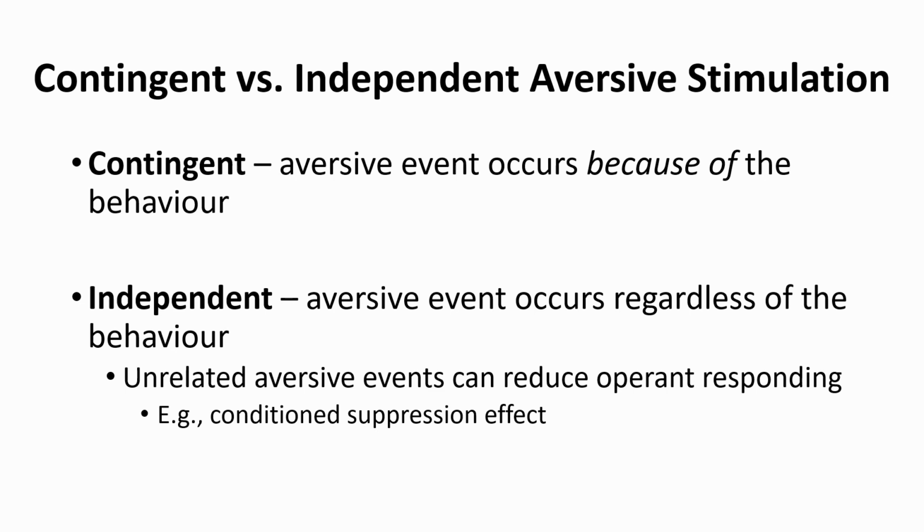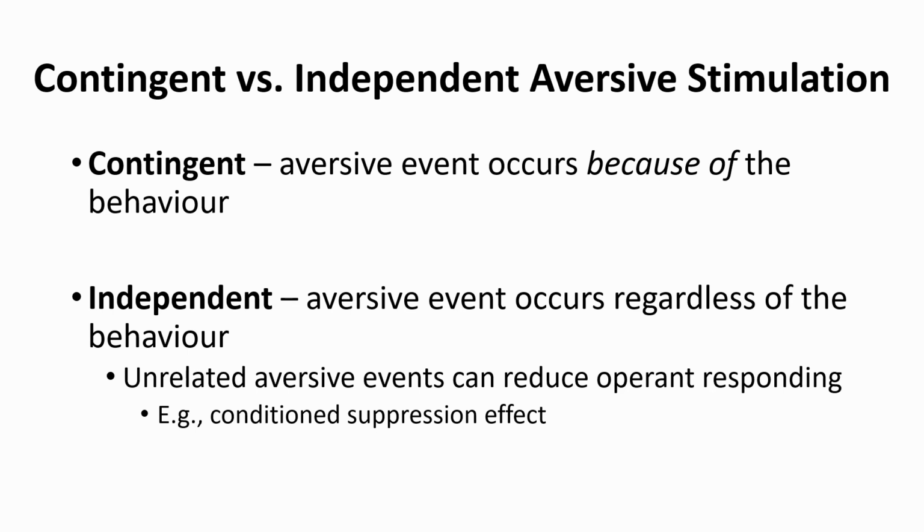But we've also mentioned earlier on in the course the fact that independent aversive stimulation can also cause a reduction in operant responding for different reasons. So if we have independent aversive stimulation, we're saying that the aversive event occurs regardless of the behavior of the organism. So this would be something like random delivery of shocks that are unavoidable. And as we saw, I believe, back in chapter 3, when we were talking about the conditioned suppression effect, the occurrence of aversive events in the environment can lead to an overall suppression of different operant behaviors.